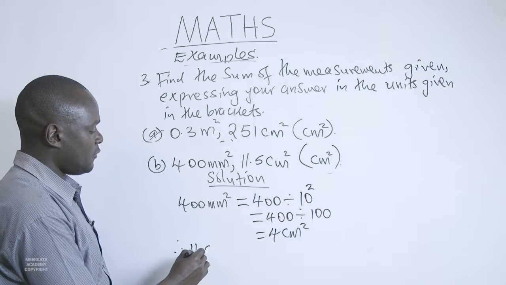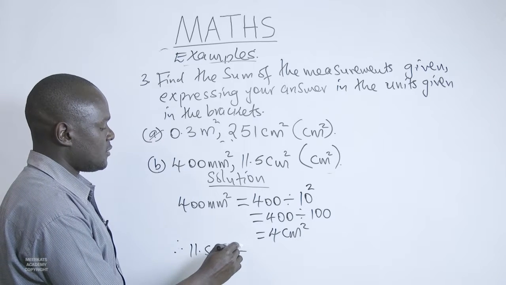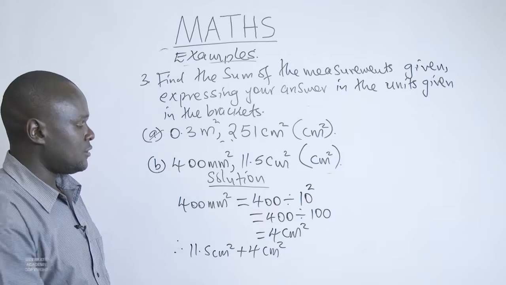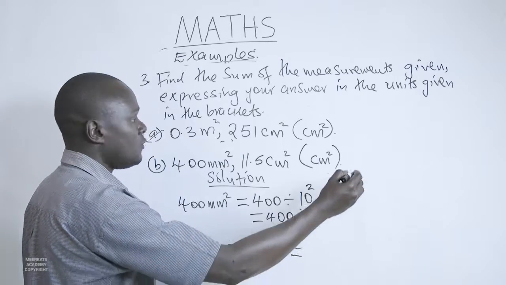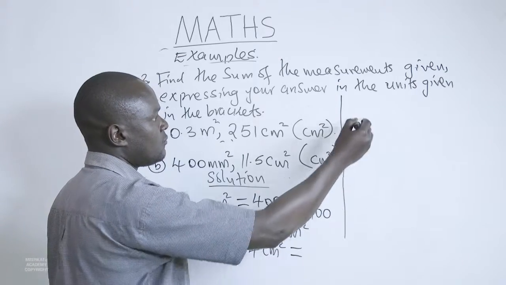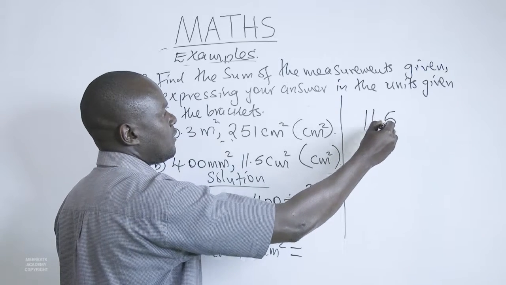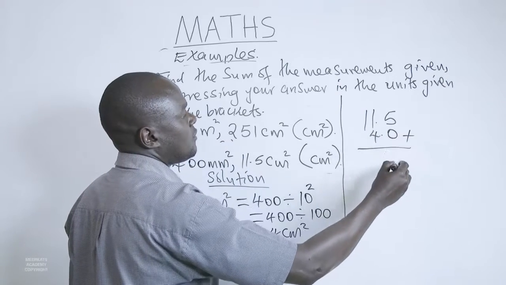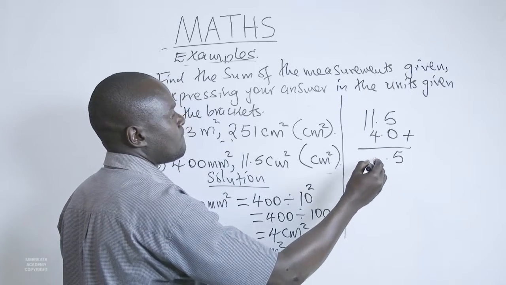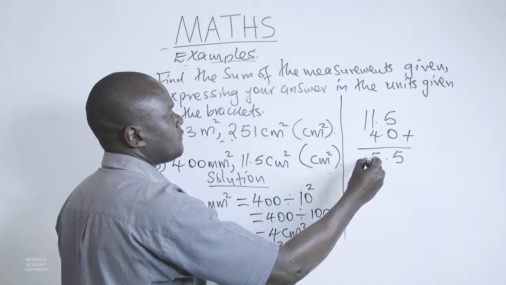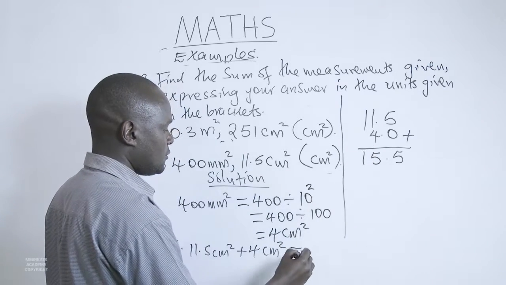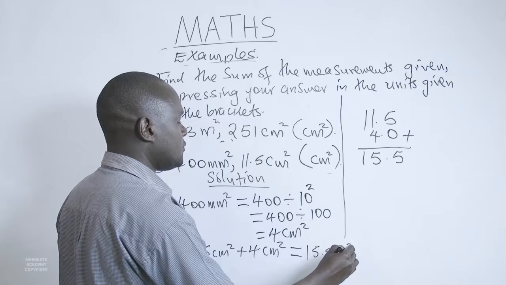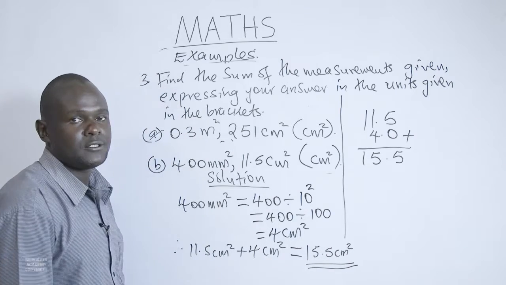Therefore, 11.5 square centimeters plus 4 square centimeters, this will give us, we can rearrange them in column form. This is 11.5 and this is 4. It can be 4.0, so that when we add, we will have 5. 1 plus 4, this will be 5, then we'll have 1. So this will be 15.5 square centimeters.